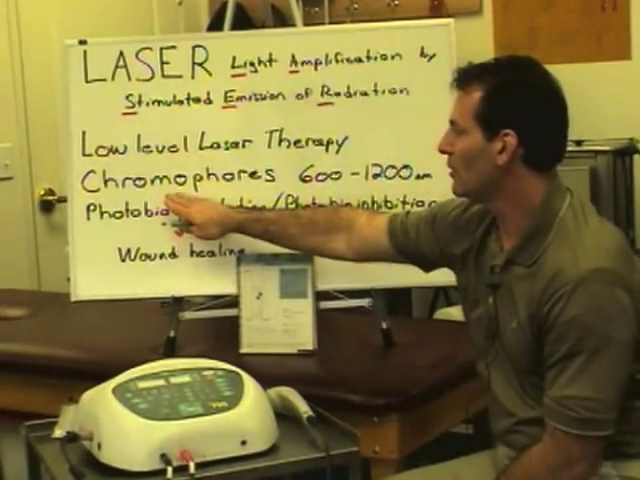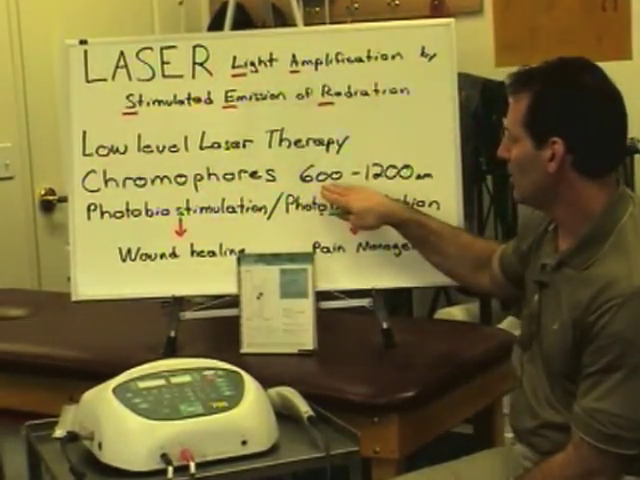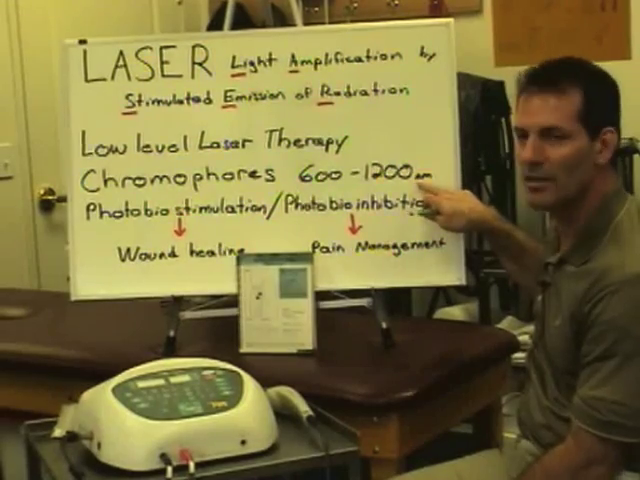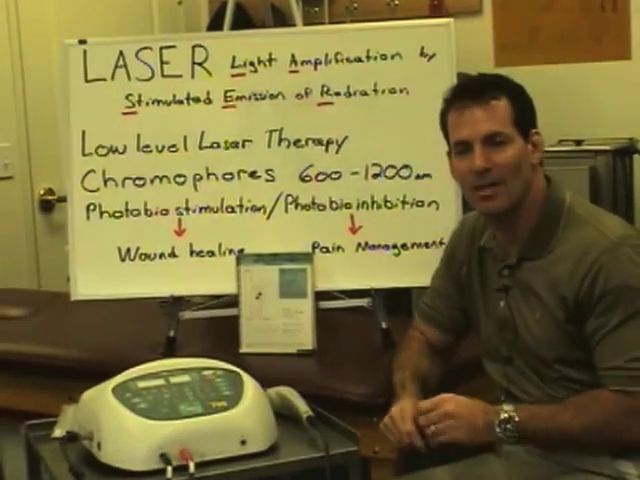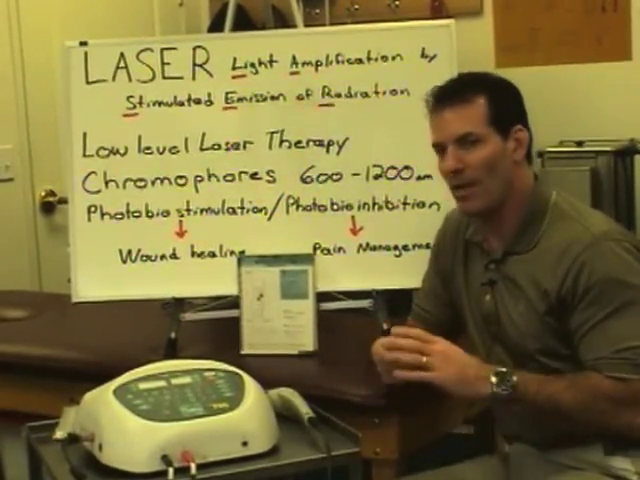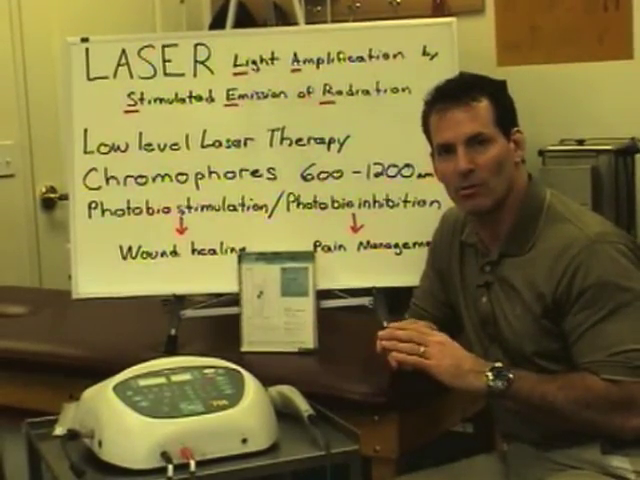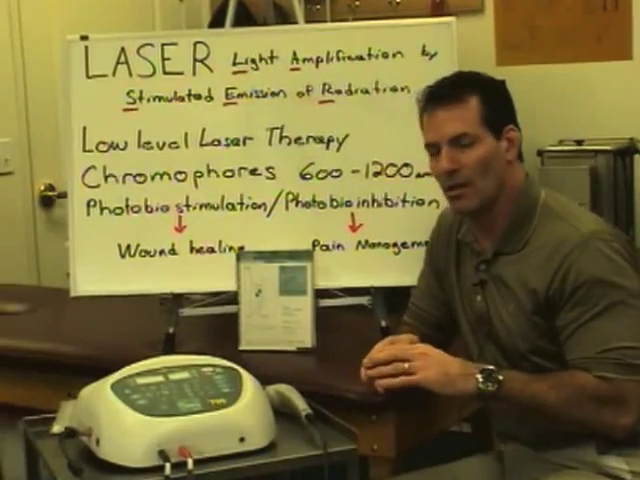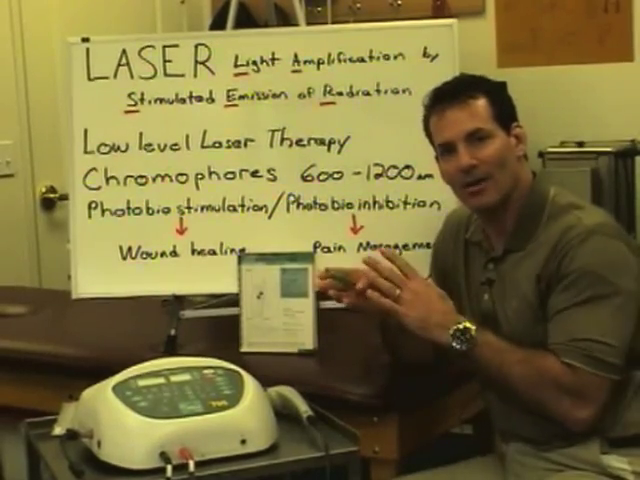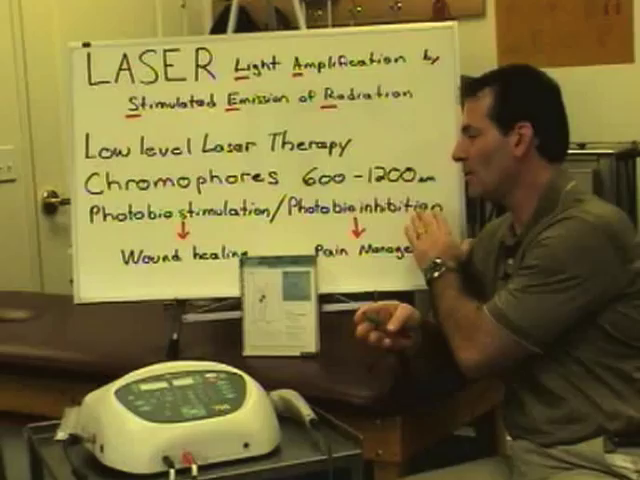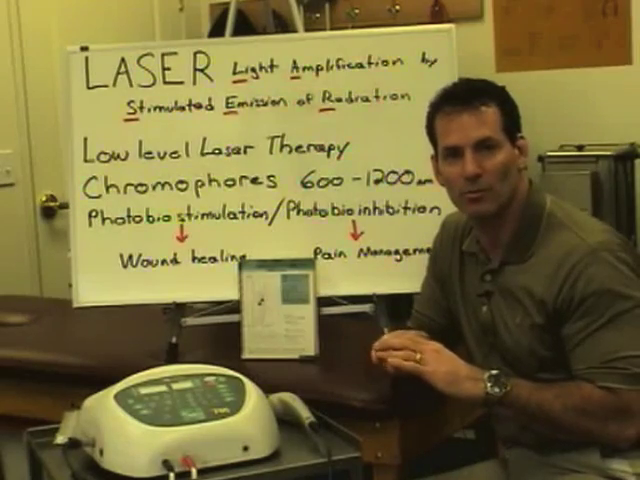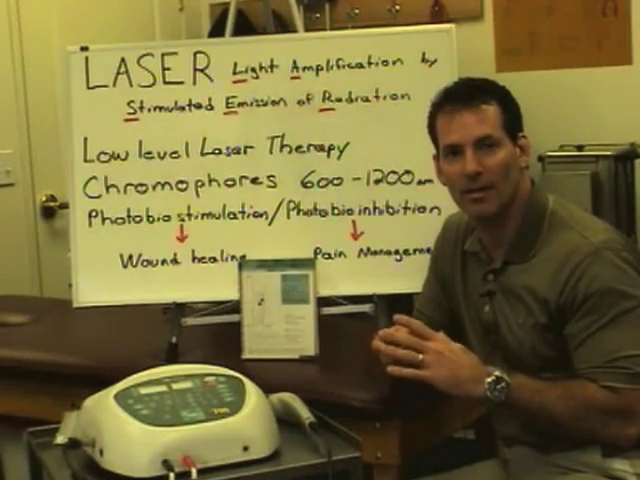So chromophores are stimulated between a wavelength of 600 to 1200 nm, that stands for nanometers, and that's the measurement scale for wavelengths. And we have two different wavelengths that we're using here with this particular unit. Visible light that we can see is a slightly longer wavelength, and that's the higher end, closer to 1200. And then the shorter wavelengths are the ones we can't really see, which would be the near infrared or infrared.